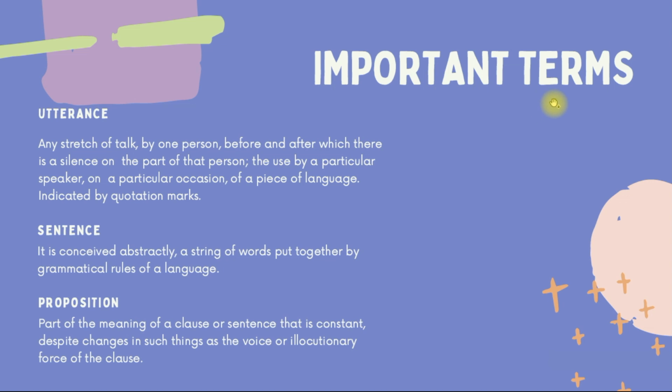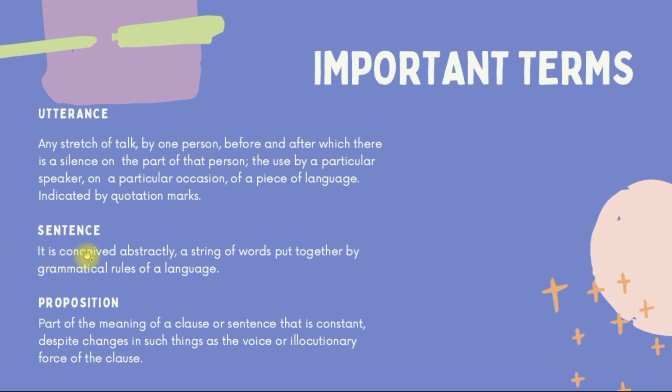Okay, these are the important terms that we need to remember in studying semantics, that we have three different levels of terms here. Utterance is any stretch of talk by one person before and after which there is a silence on the part of that person. The use by a particular speaker on a particular occasion of a piece of language. Here, utterance is indicated by the use of quotation marks.